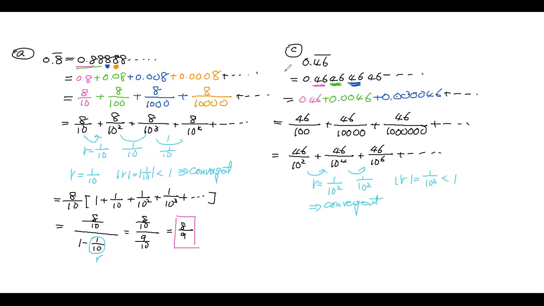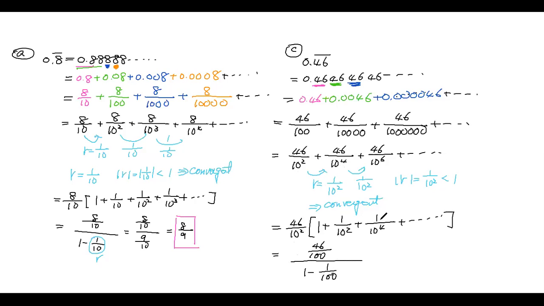So remember, in order to use 1 over 1 minus R, I need to factor this one, 46 over 10 to the square, out first, all right? So then inside here, the first term becomes 1. The second term, after you factor the 46 over 10 square, what do you have? 1 over 10 to the 4th over 10 square. Right, so the R is equal to 1 over 10 square here. Now I can use the geometric series. So it's 46 over 100. So what is the ratio? 1 minus R. 1 minus what? 1 over 100th here, right?